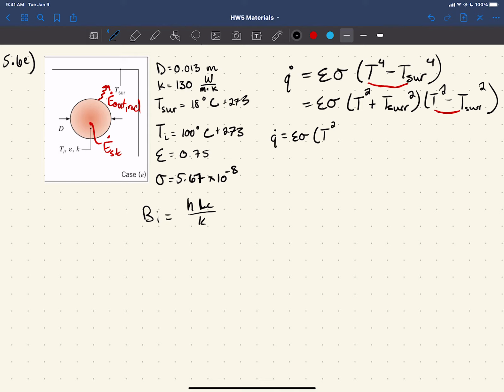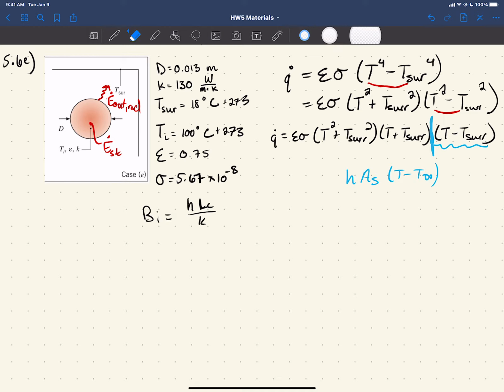it'll be (T squared plus T surroundings squared) times (T plus T surroundings) times (T minus T surroundings). Okay, and the important thing here is this. Think of it as there's a dividing line there. So we have T minus T surroundings, which looks a lot like our convection formula, because our convection is h A s times (T minus T infinity). So that looks a lot like that.